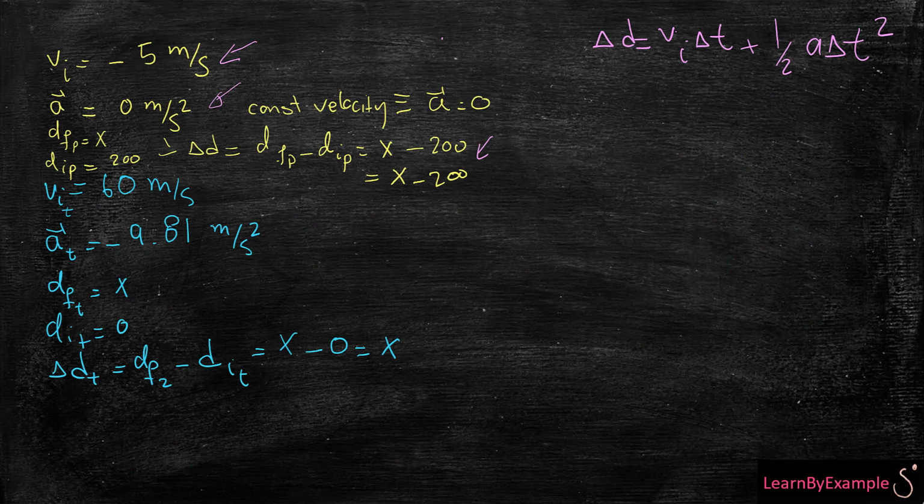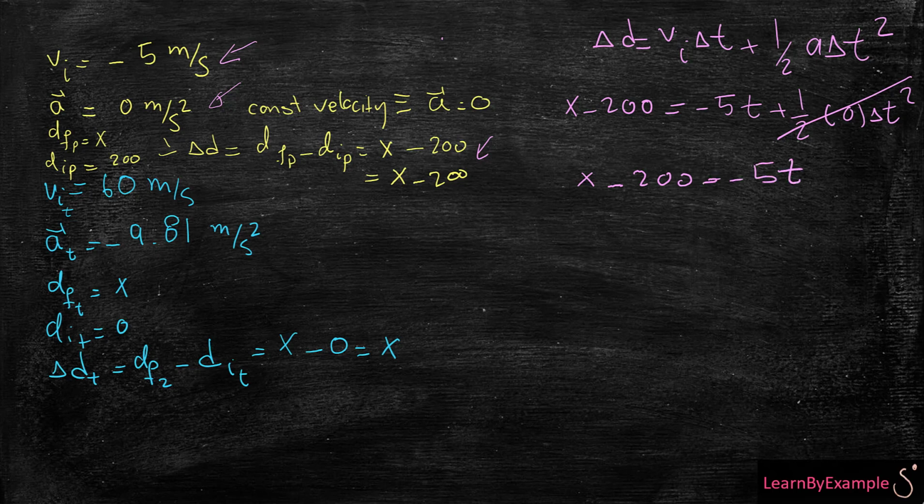All right, so let's plug in my data to find out what we can find for time here. Now for delta D, I will plug in x minus 200. And then for my initial velocity, I have -5. And for t, it's unknown, plus half of a, which is 0, delta t squared. Now this we're going to get rid of because anything multiplied by 0 is just 0. There, and therefore I have just one equation here, which is x minus 200 equals minus 5t.